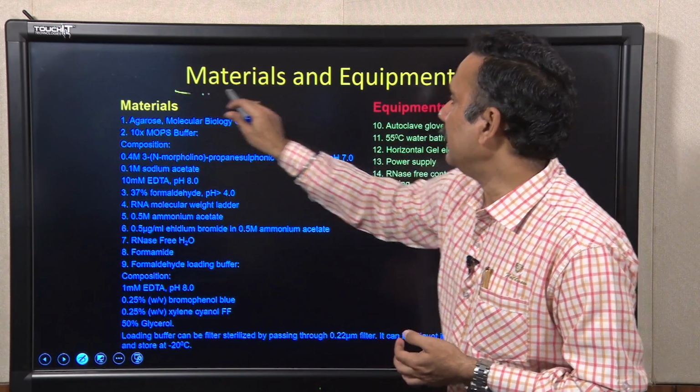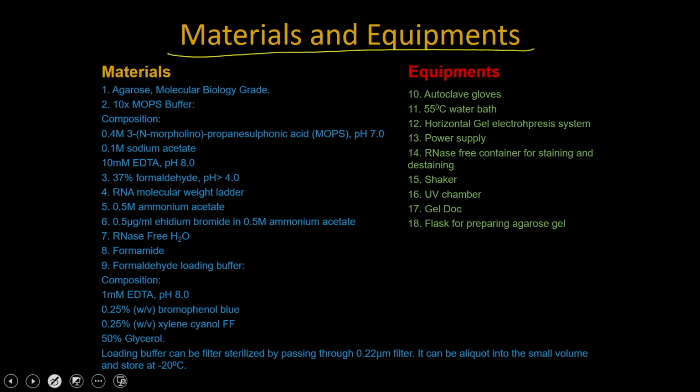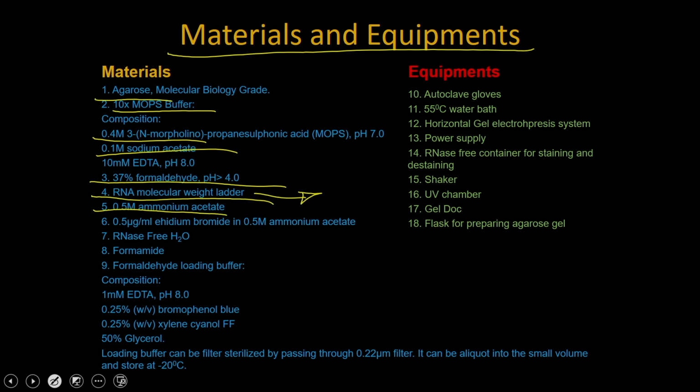The materials and equipment required to run RNA gels: you need agarose, and you require 10x MOPS buffer, the composition of which is given. Then you require 37% formaldehyde solution, and an RNA molecular weight ladder. This is different from the DNA ladder, because here you have different sizes of RNA. Then you require 0.5 molar ammonium acetate, and the staining dye, which is 0.5 microgram per ml ethidium bromide, prepared in 0.5 molar ammonium acetate.